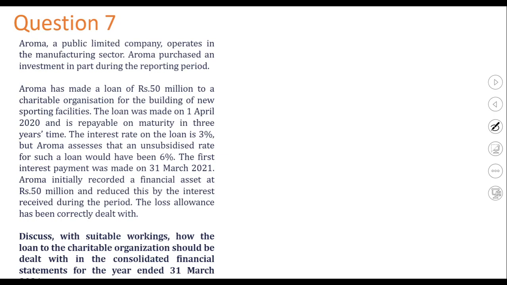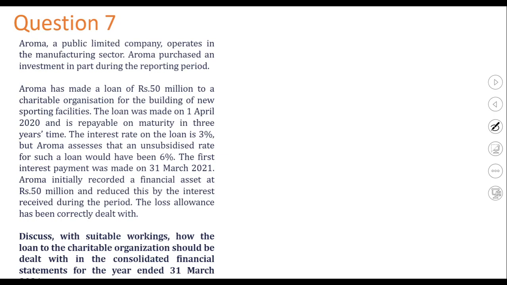Okay. Right. Here is another good example of a good theory to be learned. Look here at what has happened. Another learning point. Aroma, a public limited company, operates in the manufacturing sector. Aroma purchased an investment in part during the reporting period. Aroma has made a loan of 50 million to a charitable organization.